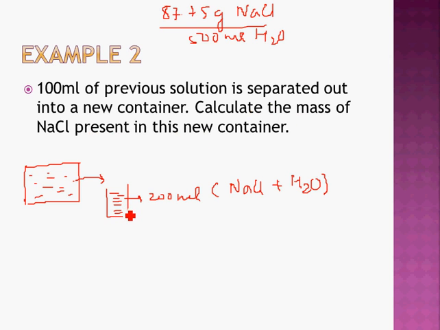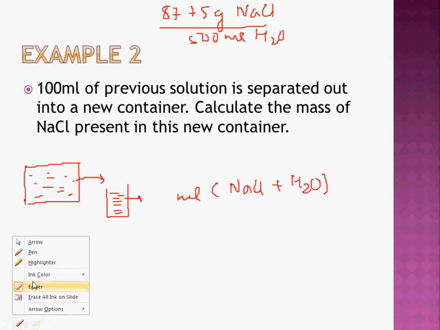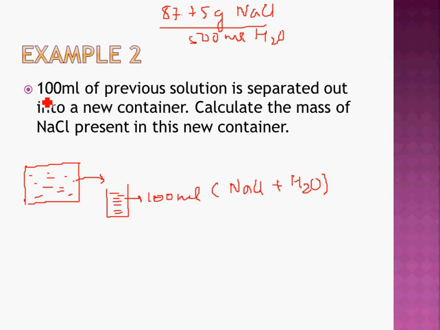First let's see what information is present with me. Sorry, instead of 200 it is 100 actually. The question says 100 ml. I have separated out 100 ml of solution. So what information is present with me? 100 ml of solution. There is another piece of information present with me, that is the molarity of this solution. I know the volume of solution, 100 ml, but I also know the molarity of this solution.